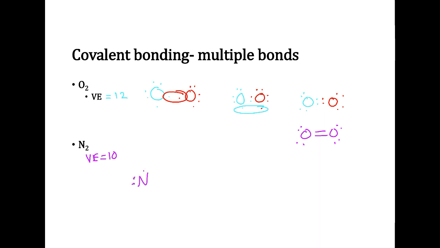So we have 1, 2, 3, 4, 5 valence electrons on this nitrogen atom, and then 1, 2, 3, 4, 5 valence electrons on that nitrogen atom. In a similar way, I would urge you to go through step by step like we did with the oxygen molecule. But what we can see is each nitrogen atom has 3 unpaired electrons. So the only way that these nitrogen atoms can obey the octet rule is if they share all 3 of those. And then what we'll end up having is something that looks like this.